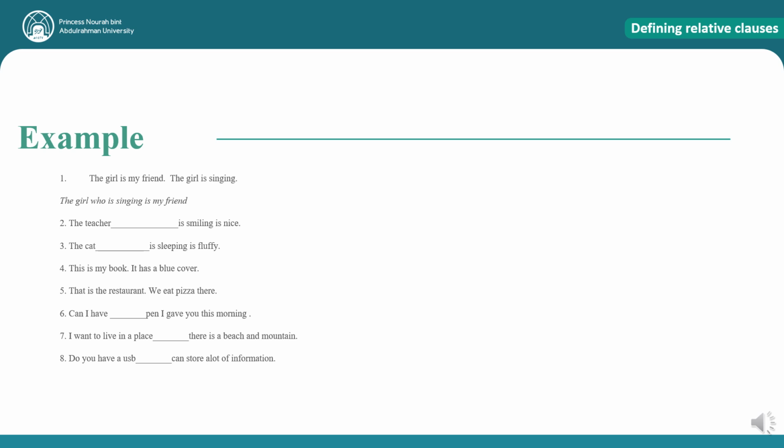Let's try some more examples. I'll give you 2 sentences and you join them using who, which, where, or that. This is my book. It has a blue cover. This is my book which, that, has a blue cover. Example: that is the restaurant. We eat pizza there. That is the restaurant where we eat pizza. Can you try 6 to 8 yourself?